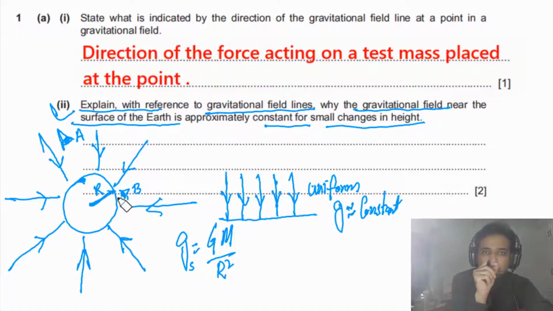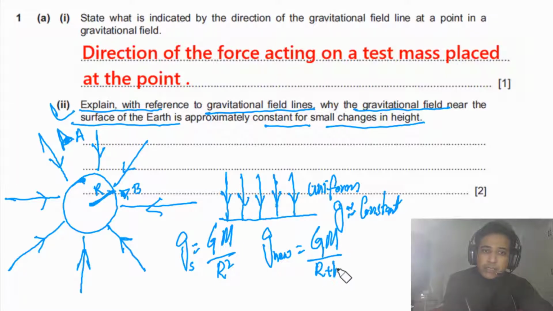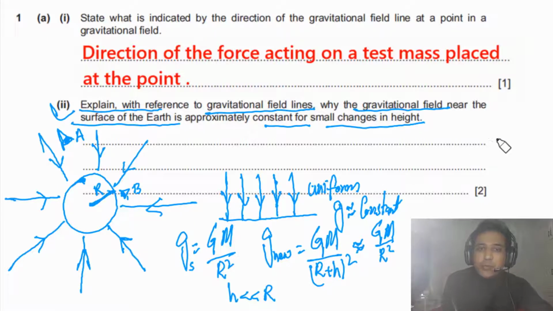Now if we go a little bit higher, we can rewrite g new. This is equal to GM over (r plus h) squared. And if h is very small compared with r, we can simply rewrite this as approximately GM over r squared. It means approximately these values are the same. So the new value of g is about equal to g s, the value of g at the surface.